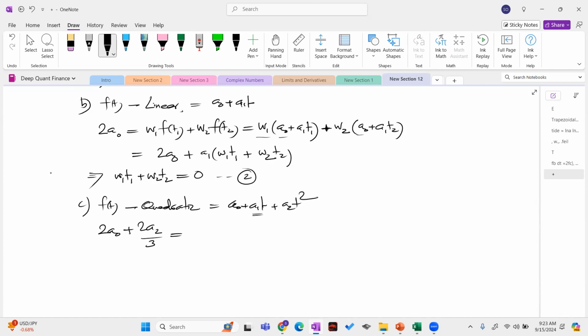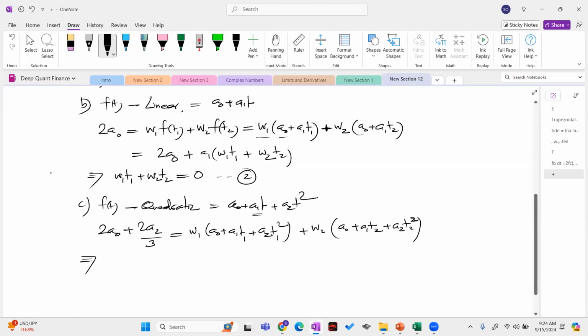So we have w1 f(t1). In place of f(t1), I'll write a0 plus a1 t1 plus a2 t1 square. Then sampling at t2, this will give me a0 plus a1 t2 plus a2 t2 square. Okay, now if we compare this, again, 2a0 and 2a0 will get cancelled because w1 plus w2 is 2.